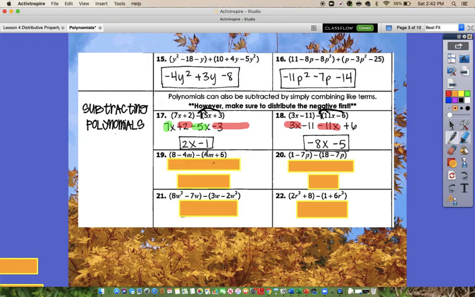Okay, 19, we're going to be distributing a negative 1 first. So bring down your first parentheses, 8 minus 4m, and then negative 1 times 4m would be negative 4m, negative 1 times 6 is negative 6. And combine your like terms. If I combine negative 4m with negative 4m, I get negative 8m. So be careful, a lot of people want to have 0 there because they just think 4m minus 4m, but it's a negative 4m plus negative 4m, so that's negative 8m. And then we're going to combine our constants. 8 plus negative 6 would give me positive 2, so plus 2.